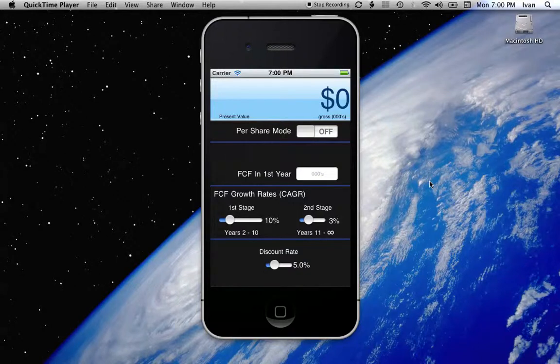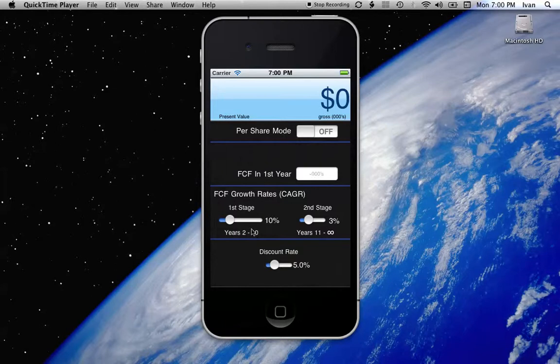Let's demonstrate the capabilities of the DCF Calculator app for iPhone, iPod Touch, and iPad. So here we have the home view of DCF Calculator. This is a calculator that allows us to estimate the value of any asset, and we do that using the discounted cash flow method. Discounted cash flow calculator makes it very easy for us to do this.